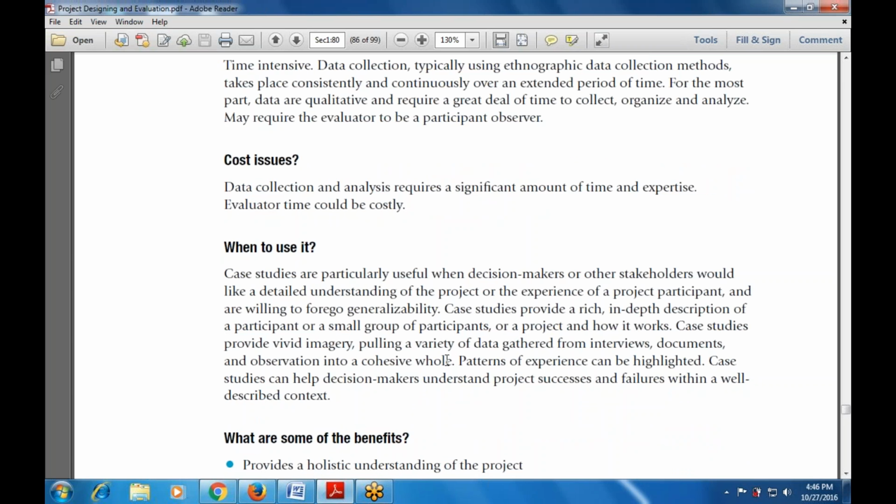Case studies also help the decision maker understand project success and failure within a well described context. Well described context means the project description, the project successes, and the project failures described in a clear manner. So case studies are particularly useful when decision makers or other stakeholders would like a detailed understanding of the project or the experience of the project participants.